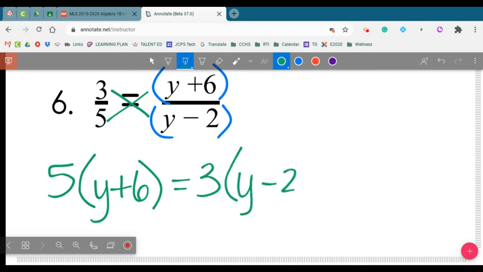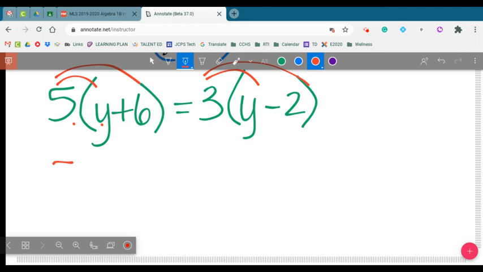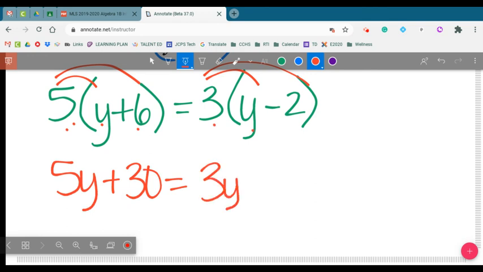If you would have flipped sides, you're still going to get the same answer, you guys. So that is perfectly okay. Distribute. 5 times y is 5y. 5 times 6 is 30. 3 times y is 3y. 3 times negative 2 is negative 6.